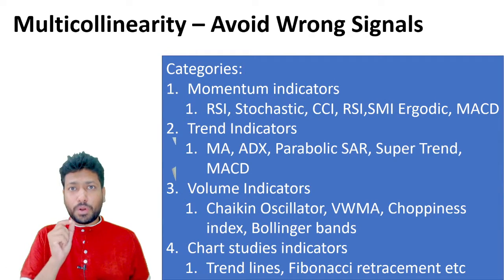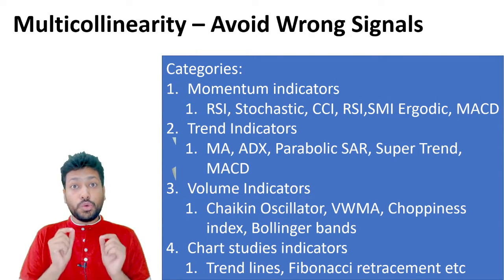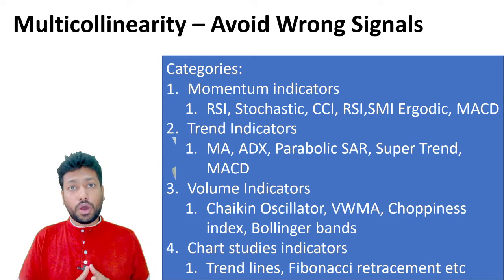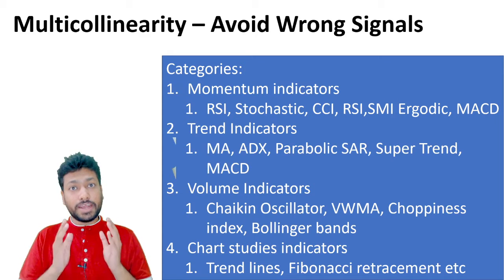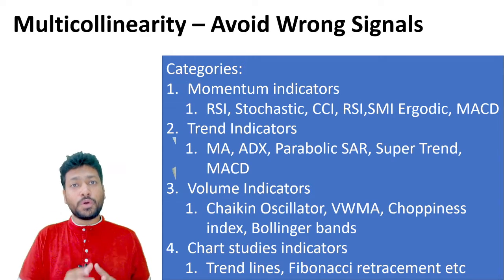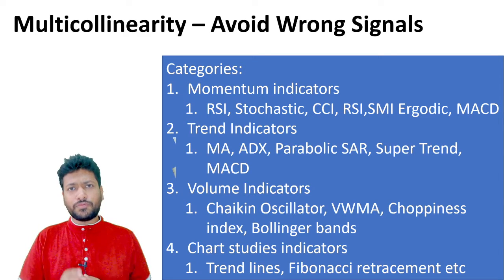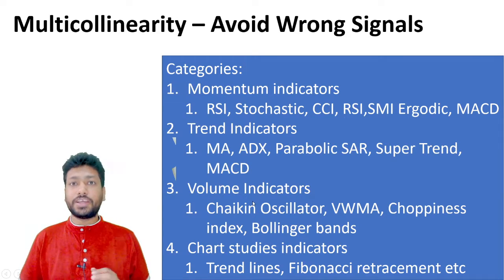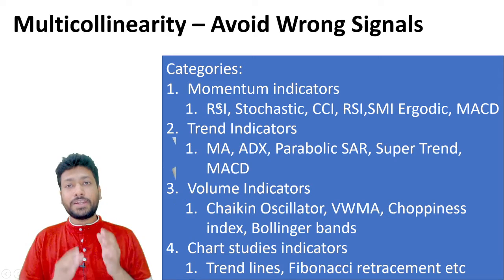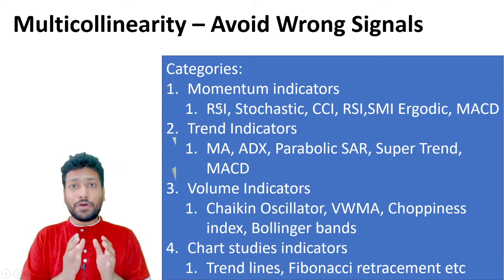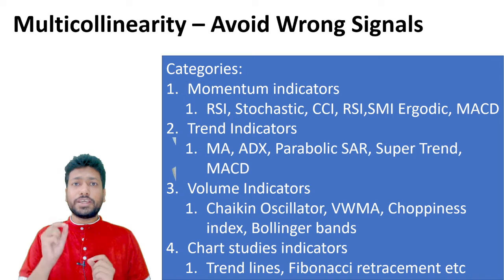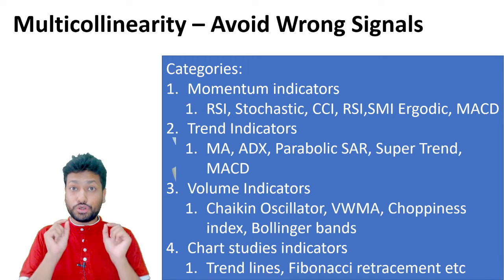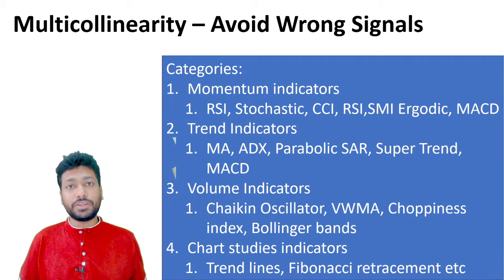Multicollinearity is an important problem, which means that you are using exactly similar kinds of trading indicators, and due to the same nature of those indicators you are getting false signals from one or more indicators. Majorly there are four categories of indicators: momentum indicators, trend indicators, volume indicators, and chart studies indicators. If you use all the momentum indicators, some of them may give you false signals. So instead of using all the same kind of indicators, you should use indicators which are complementary in nature.